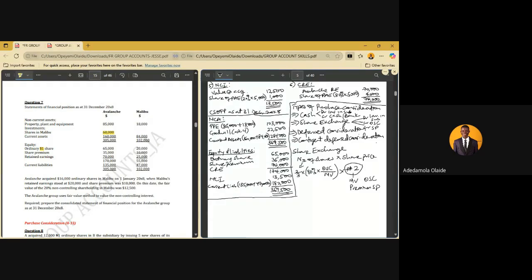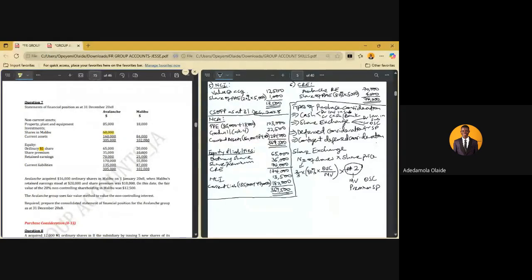So I said where the share price of the parent shares is more than the nominal value. Nominal value is what they will give you in the statement of financial position, like ordinary share at $1 or at $1.5 or at anything. That value they are giving you here is what we call nominal value. That's like the intrinsic value of the shares. If they sell it above that value, it simply means they are selling it at a premium.